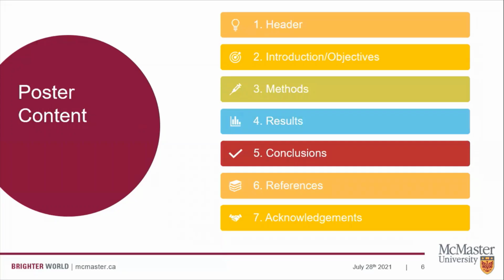Let's start with what's the basic content of a poster then. This includes a header, the introduction or objective section, a methods section, your key results, your important conclusions, any references you've used, and then finally the acknowledgements.